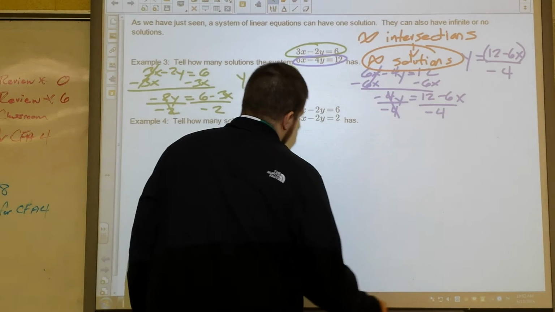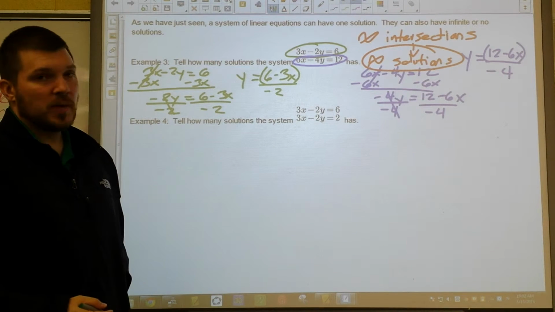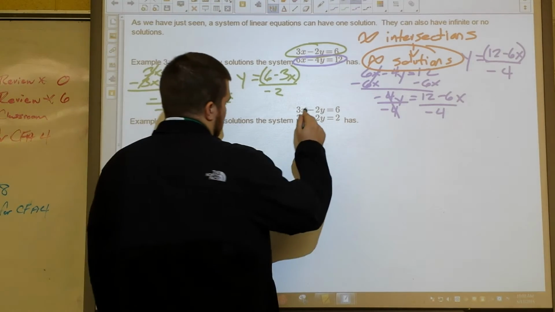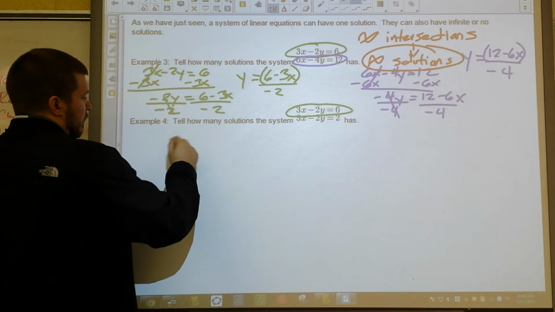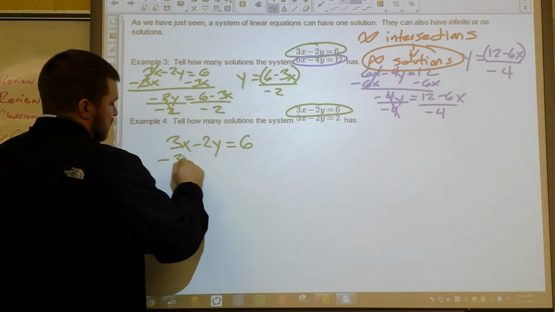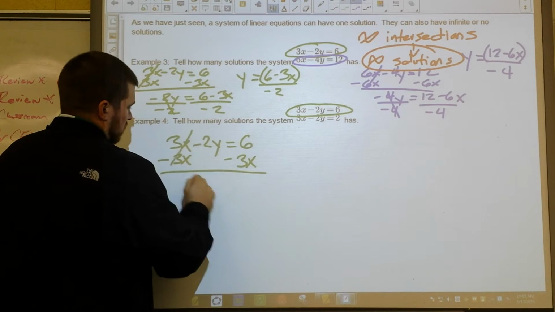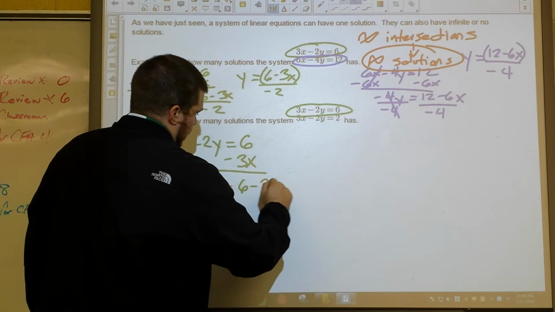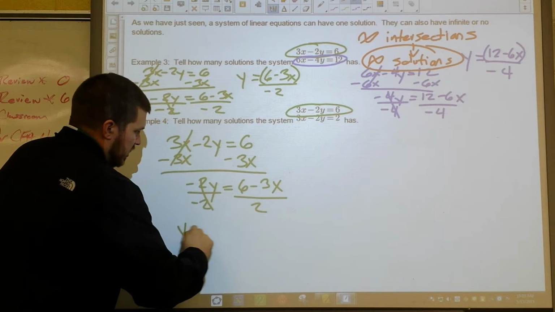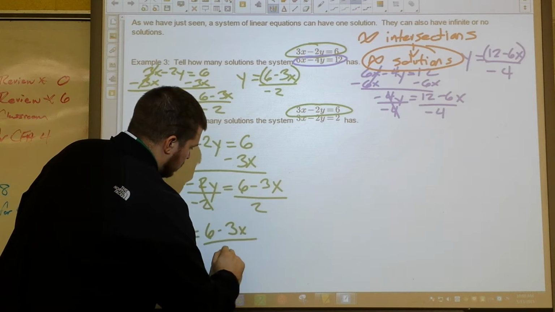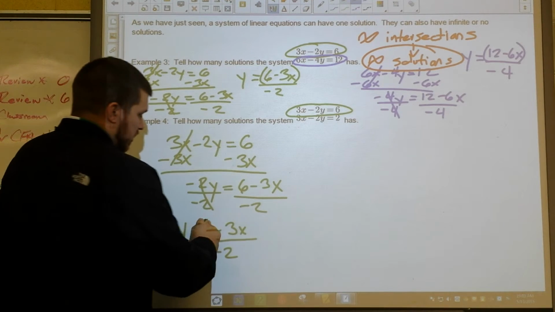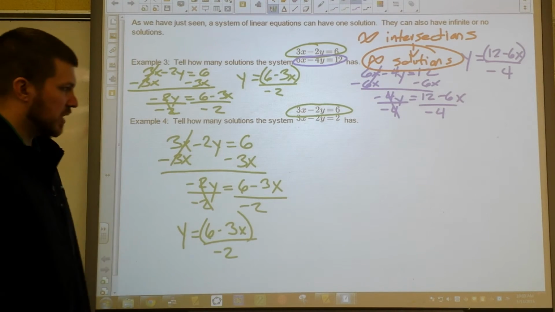Okay, example 4, I'm going to do the same idea. I need to do some scratch work because I'm going to do this by graphing. Okay, so now we know we can have one solution or infinite solutions. Might be other possibilities, we'll see. Alright, so I have 3x minus 2y equals 6. I want to get y by itself, so minus 3x. So negative 2y equals 6 minus 3x. And then divide by negative 2 on both sides. So I end up with y equals 6 minus 3x all over negative 2. Now, when I graph this, I have more than one thing on top again, so it has to be put in parentheses, otherwise it's not going to come out correctly.